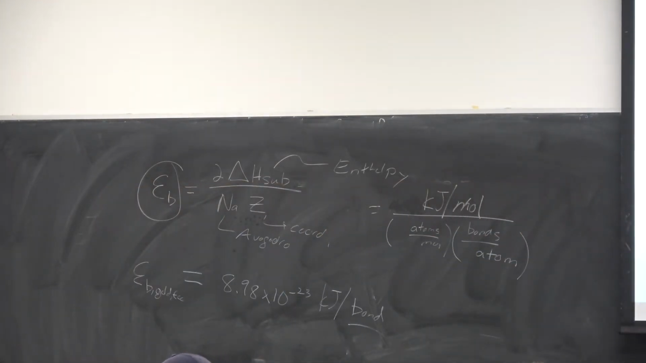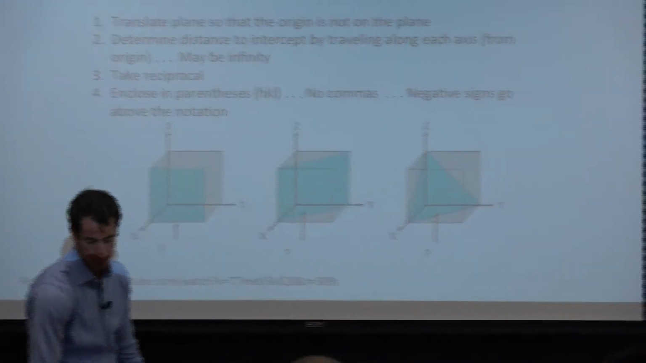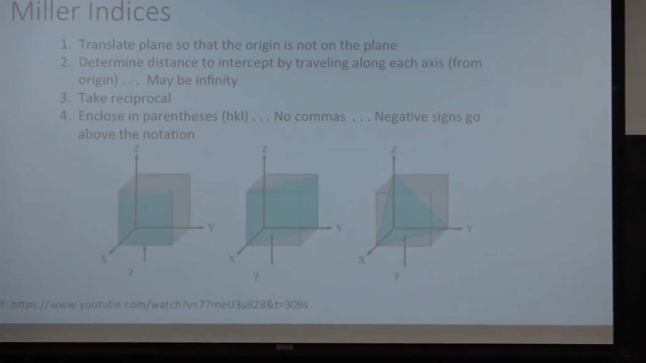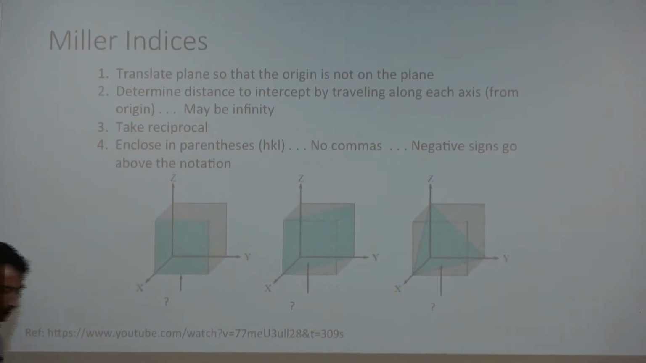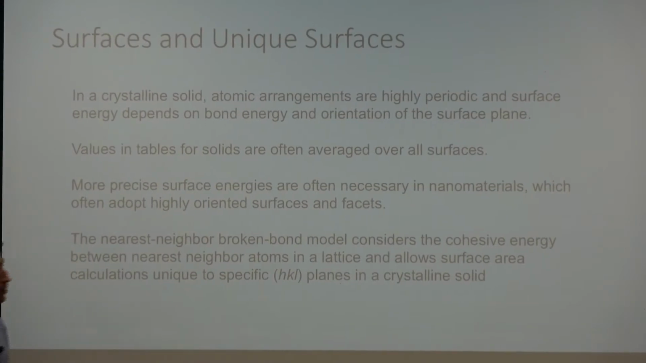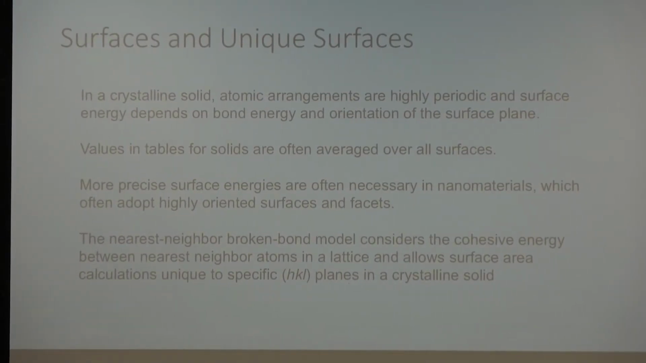So now what if we start to have different kinds of surfaces, right? What if we have these different kinds of planes? Everyone shakes their heads. Was it really that hard? I never learned this stuff as an undergraduate, and so I've had to teach myself Miller indices this quarter. I'm literally staying two lectures ahead of you guys.